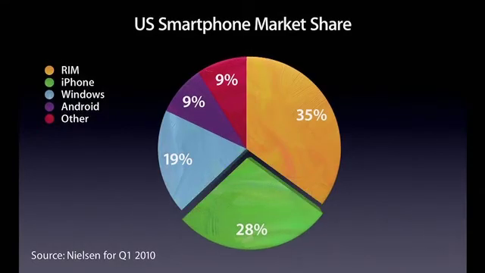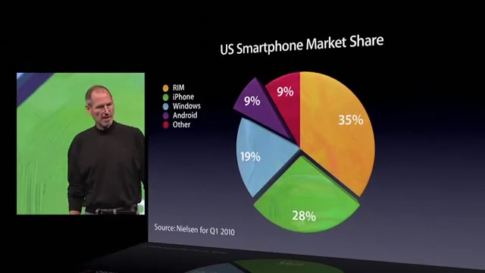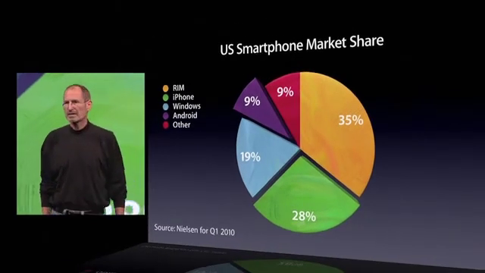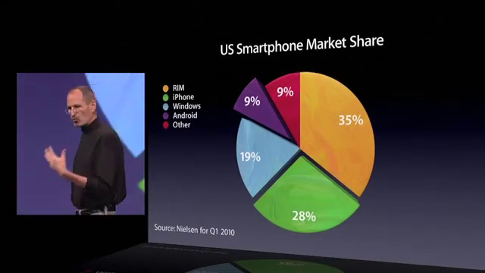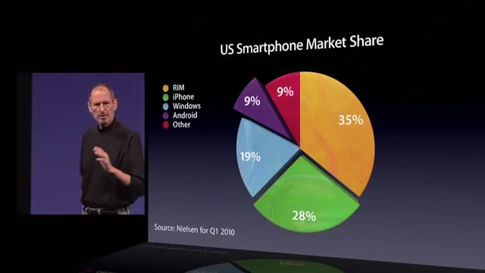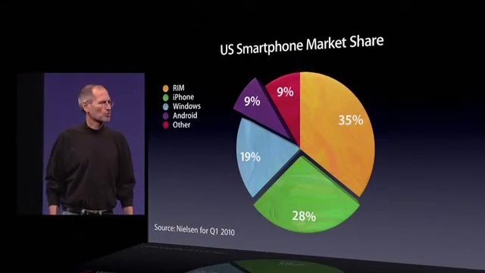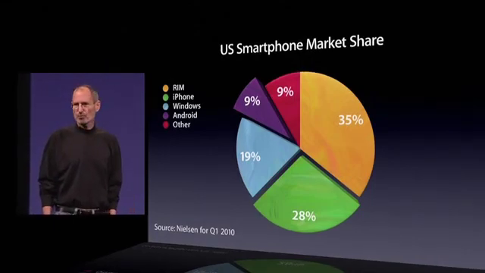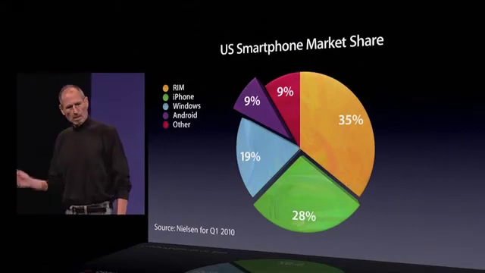iPhone, number 2 with 28%. Windows Mobile, number 3 with 19%. Android, number 4 with 9%, and other tied at 9%. And so what Nielsen said was in Q1 of 2010, the iPhone's market share was over 3 times that of Android. Let me give you another study.